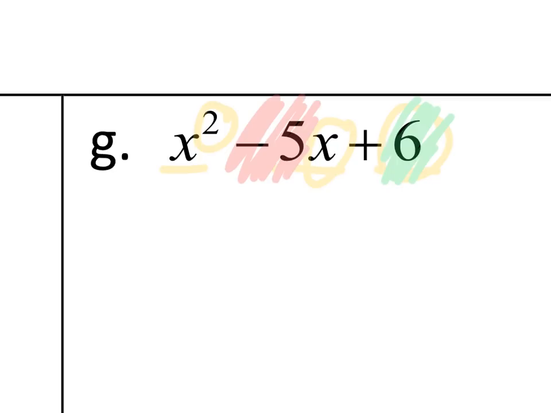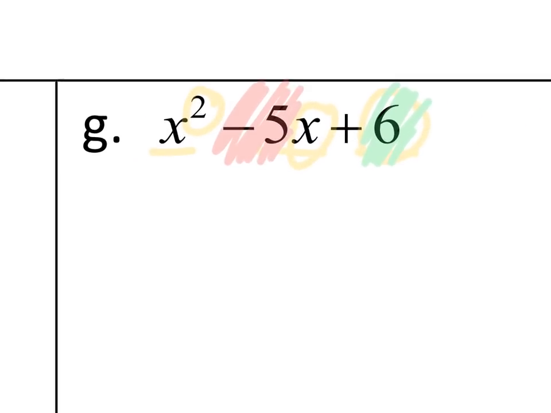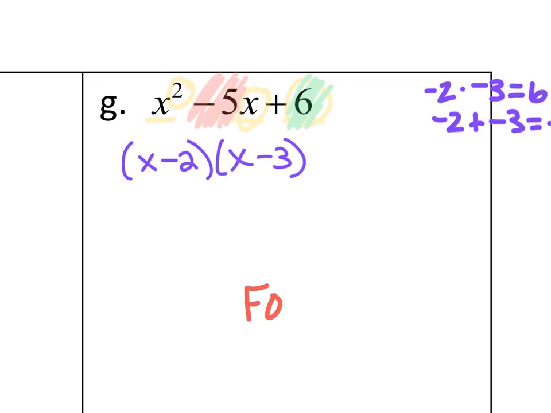You want to find two numbers that both multiply to positive 6 and add up to negative 5. And those two numbers in this case are negative 2 and negative 3. The thinking here is that negative 2 times negative 3 is positive 6, and negative 2 plus negative 3 is negative 5. And so your answer is going to be x minus 2 and x minus 3. And if you want, just to be sure, you can FOIL to check your answer.